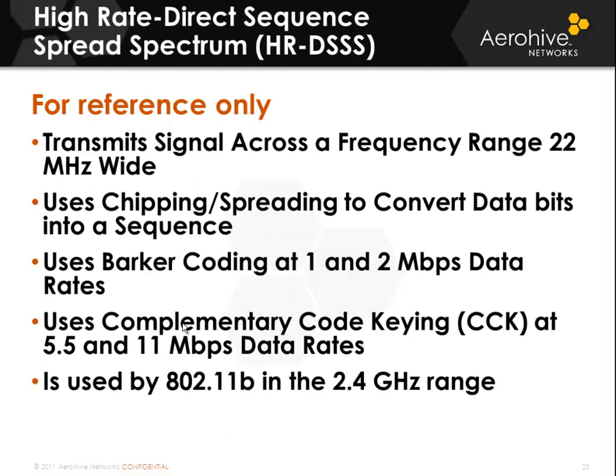High rate direct sequence spread spectrum, or 802.11b, if you remember from an earlier session, uses different techniques to get us into the 5.5 and 11 megabit data rate than were used by the Barker coding at 1 and 2 megabits. 802.11b, or high rate direct sequence spread spectrum, uses complementary code keying, CCK, at 5.5 and 11 megabit data rates, and it is used by 2.4 gigahertz range devices using 802.11b.